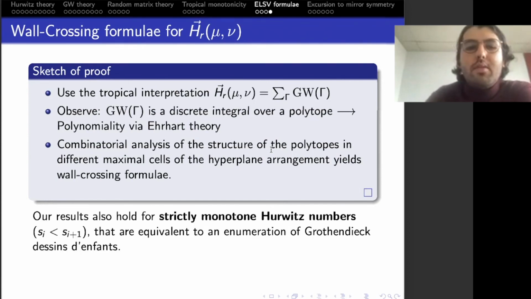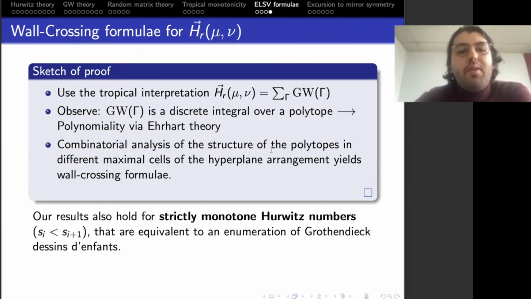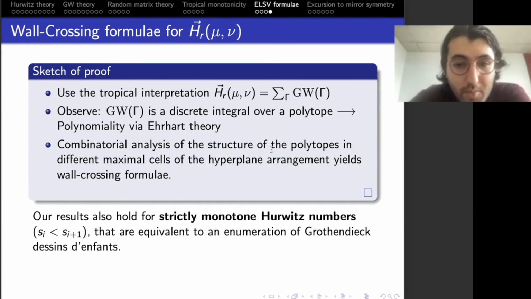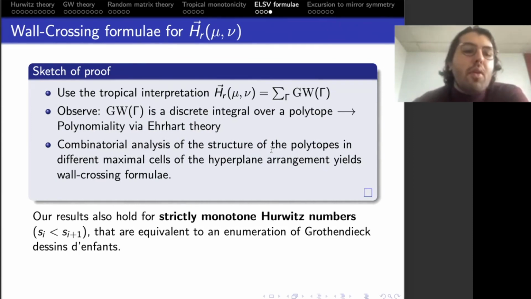Okay, so what I also wanted to say is that our results also hold for something called strictly monotone Hurwitz numbers, where we don't force that s_i is smaller or equal to s_{i+1}, but indeed s_i is strictly smaller than s_{i+1}, so that's why they're called strictly monotone Hurwitz numbers. And these invariants are equivalent to an enumeration of Grothendieck dessins d'enfants. And the statements hold in a very similar fashion.